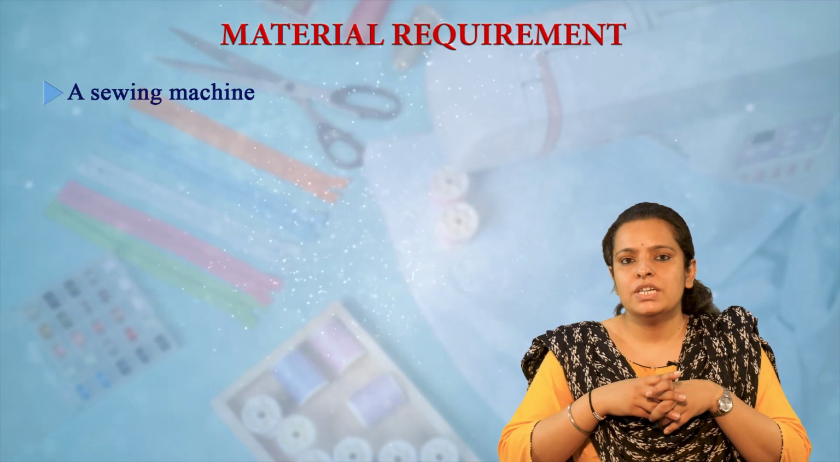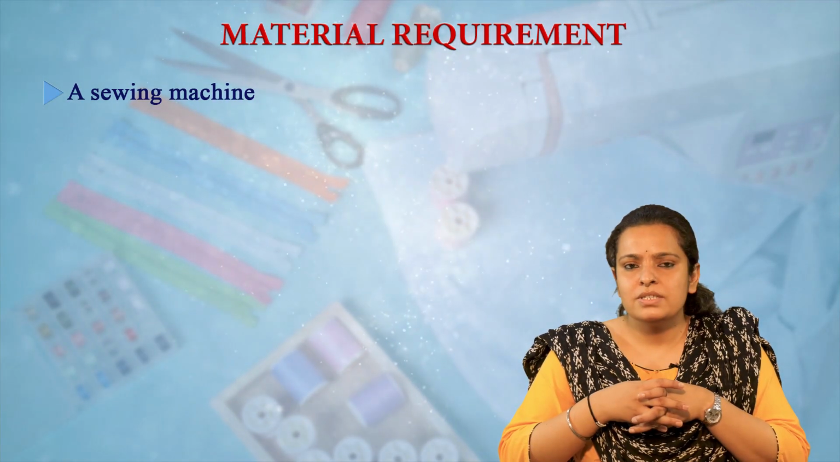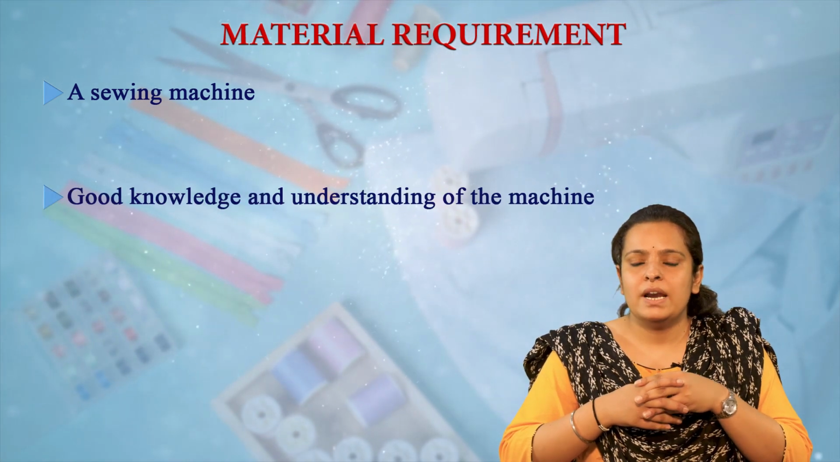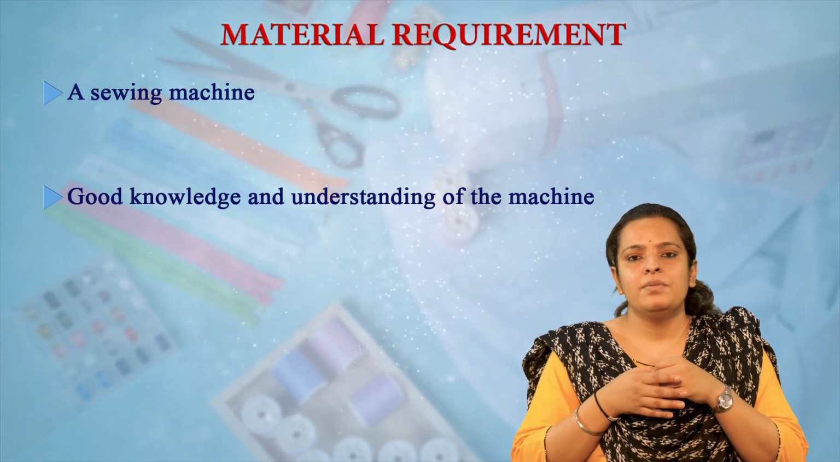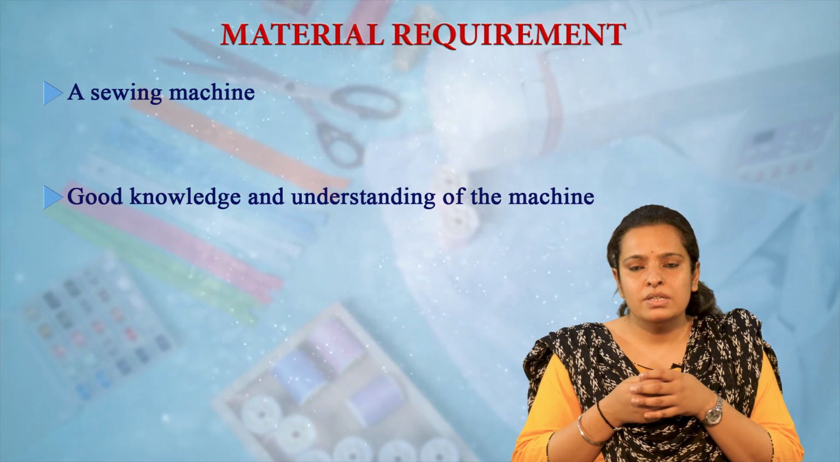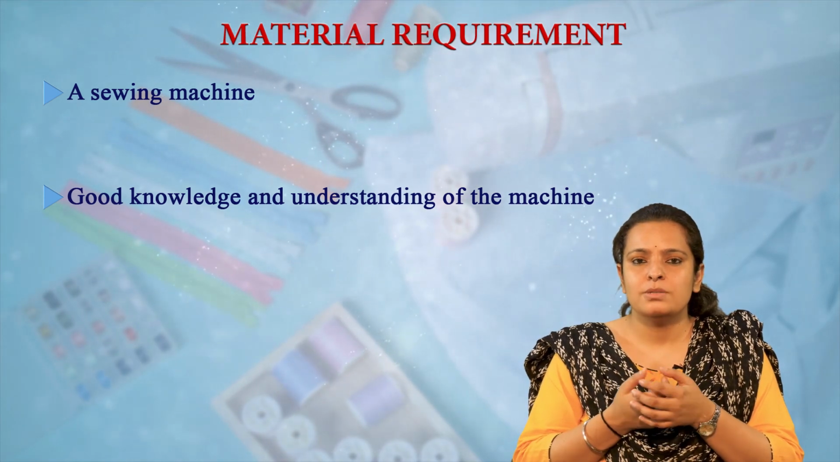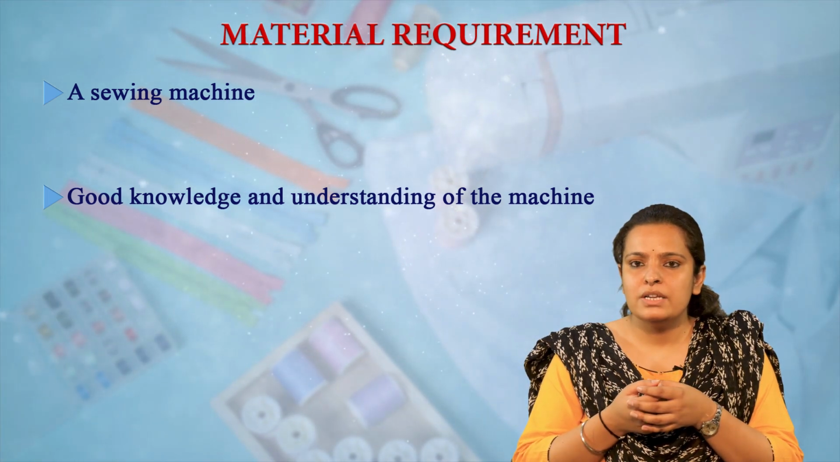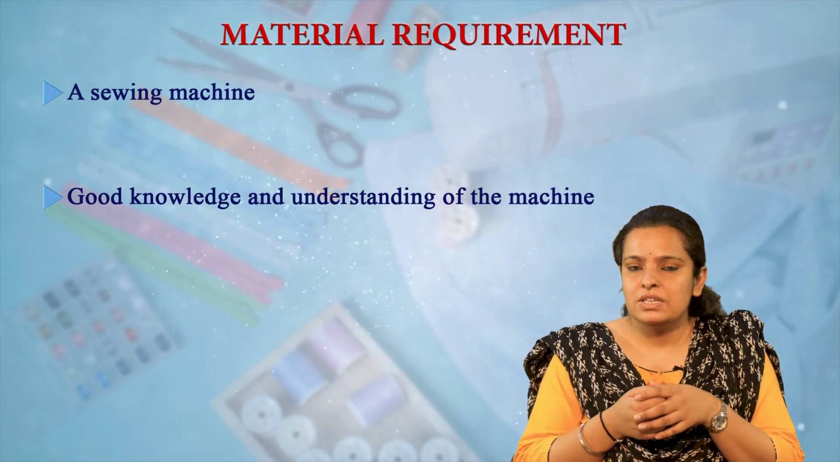Some materials we require for this practice of machine control and sewing practice: first, the sewing machine, which can be the normal domestic machine, a single needle lock stitch machine. You need a good knowledge and understanding of the machine. The earlier activity was all about knowing the sewing machine, the basic precautions, safety measures and setting of the machine. When you have a good understanding of the machine, you can go for the stitching practice.